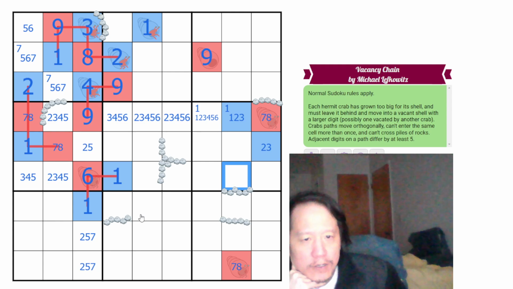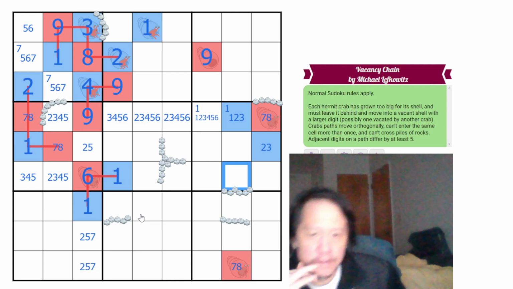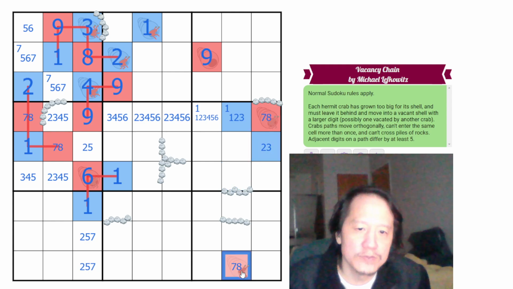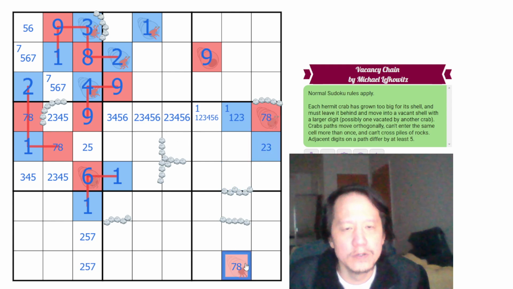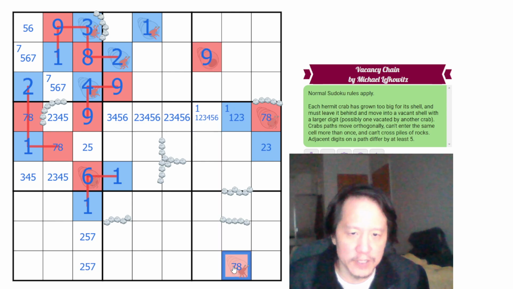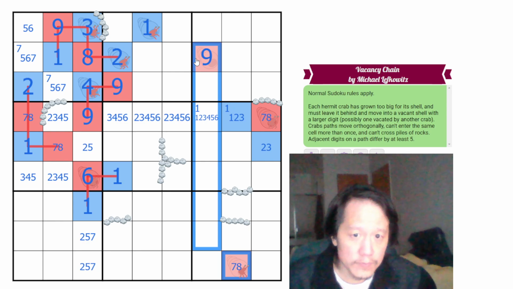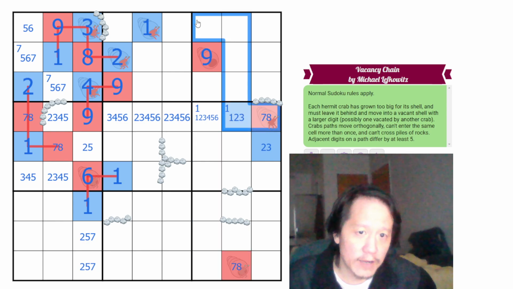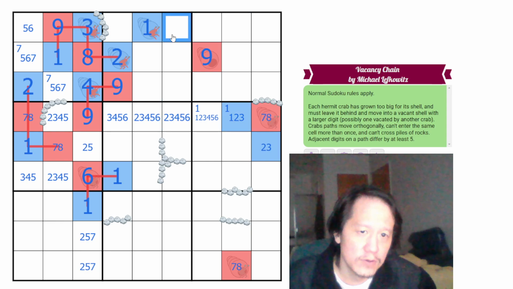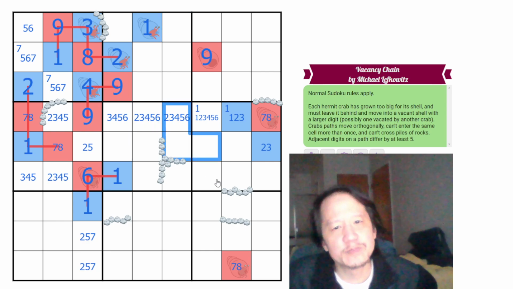Where are the crab paths then? So this is connected to this. Okay, so say, if this is connected to this, say this was the 8, this was a 7. This would have to connect somehow here, which means this would have to connect around this way, which is possible right now. Could go like this too, but then this would have to, I don't even know if that's possible actually.